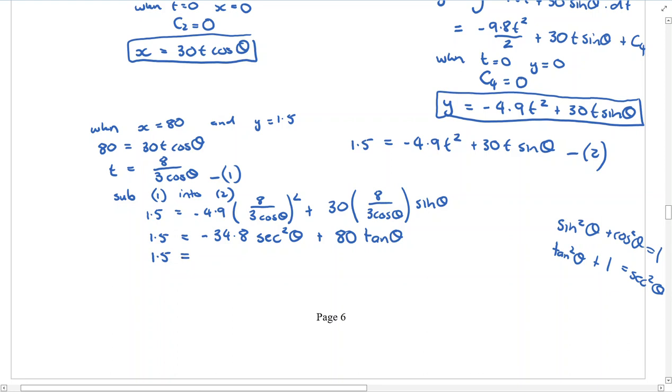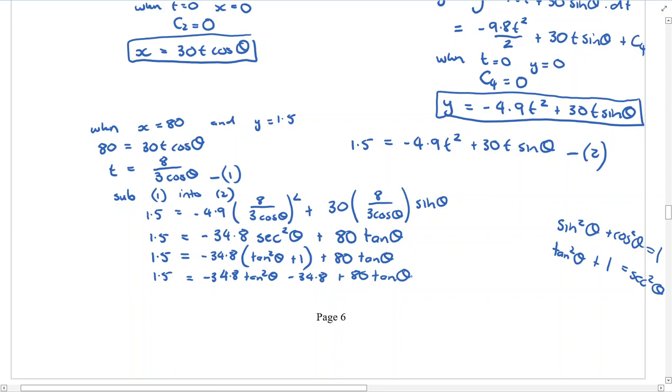No, where's the plus 1 on the end? Yeah. I'll expand that out on the next line. So I'm going to go 34.8 tan squared theta plus 1. Just showing you that I'm changing that. And then I'm going to expand that out, which will be negative 34.8 tan squared theta minus 34.8 plus 80 tan theta.